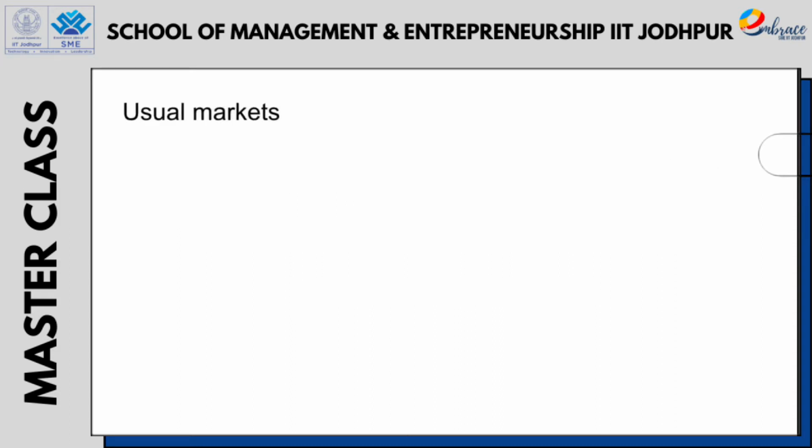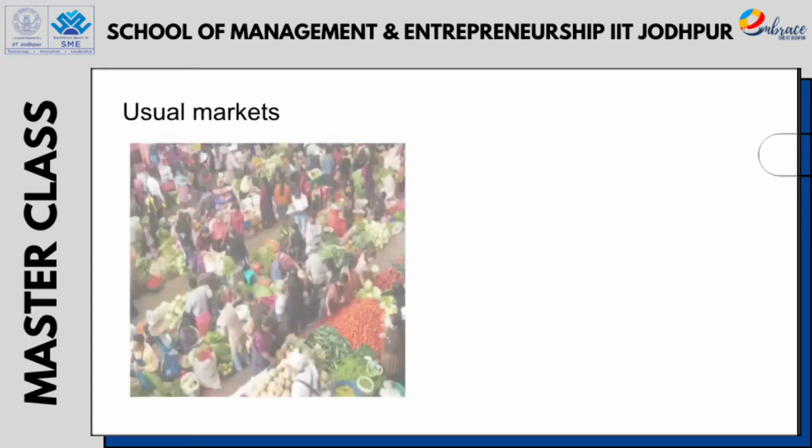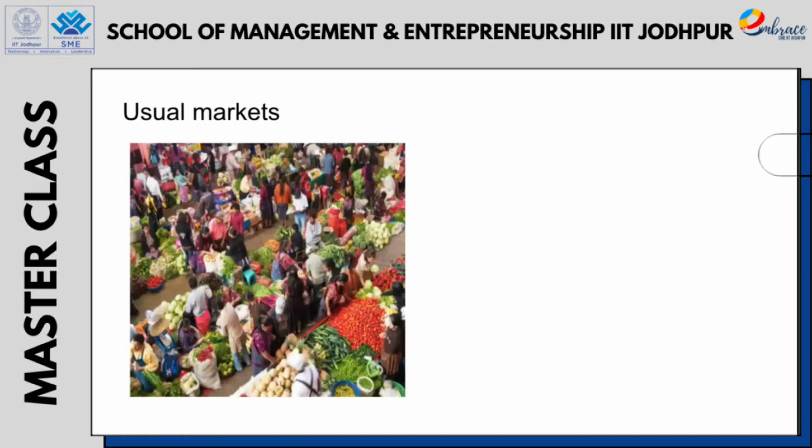For example, let's say the usual markets that we are part of, something like purchasing vegetables in a nearby mandi. The kind of market that exists here is a set of agents who sell these vegetables and a set of agents who come into these markets and purchase those vegetables. The mode of transaction often happens to be money. So this is one usual market that we are often part of.